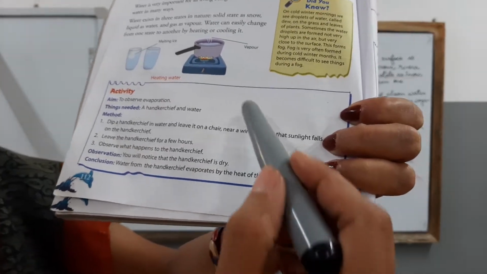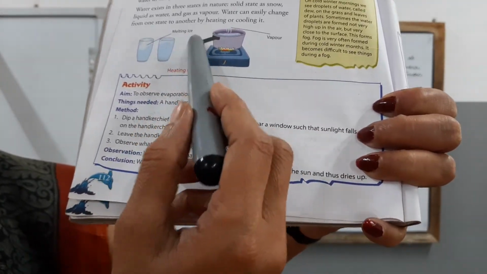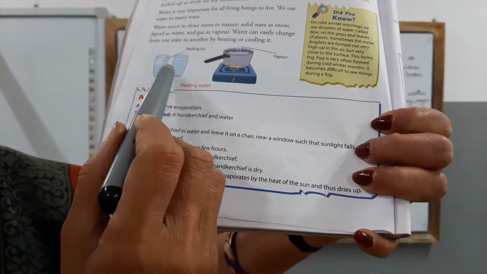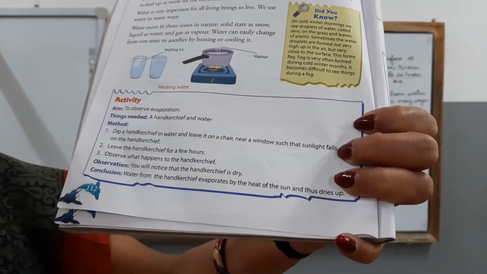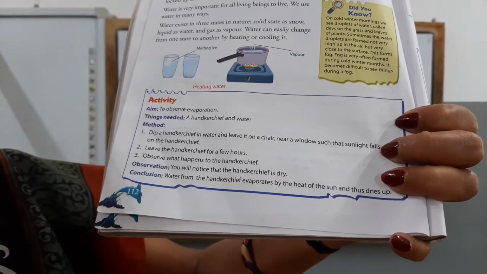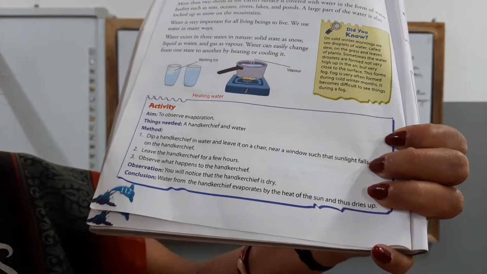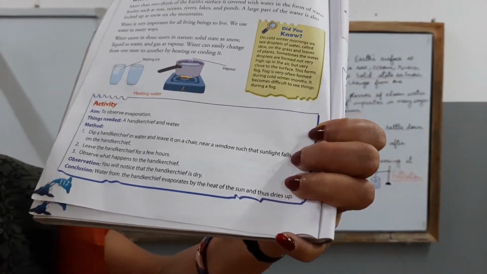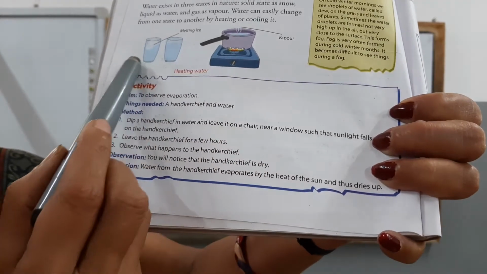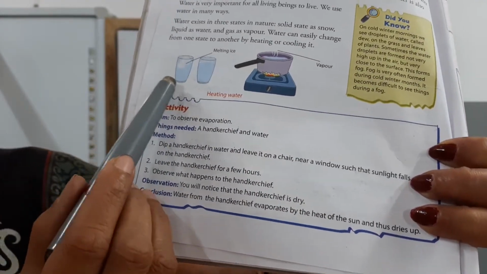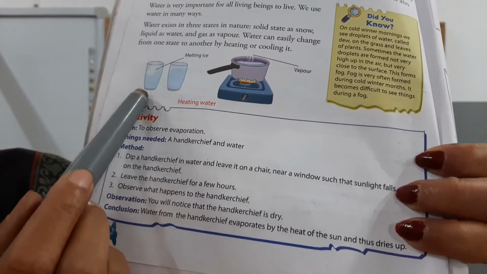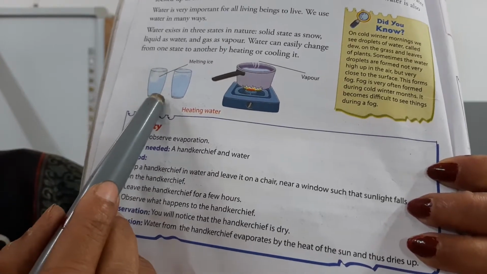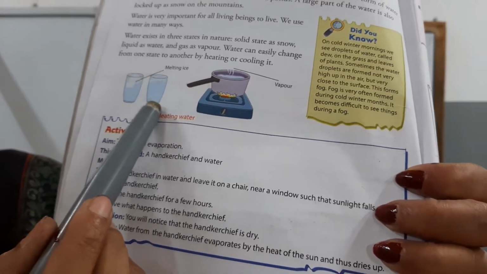And here you can see, children, first it is shown in the form of water, and then you have kept some ice cubes in it. Those are melting in water. So in this way, children, the ice, which was solid, is melting in the water, and when it melts, it forms water in the form of liquid.